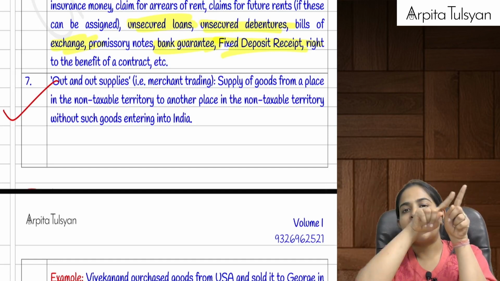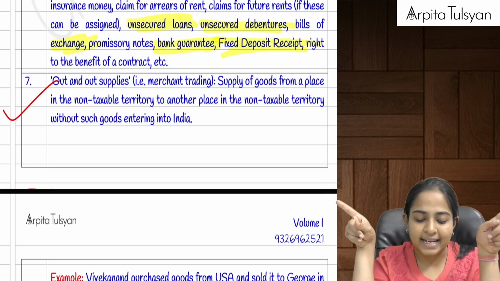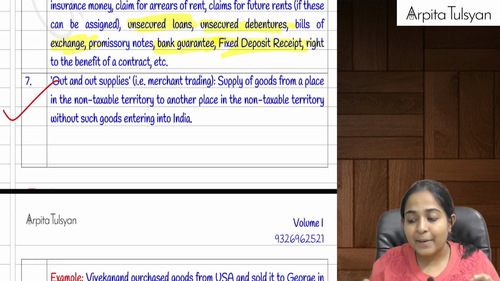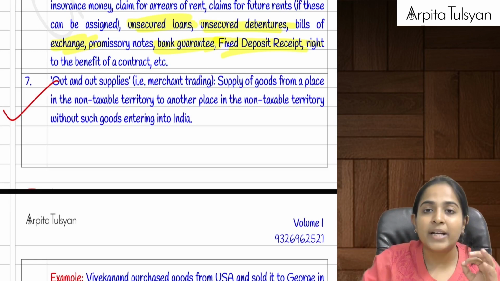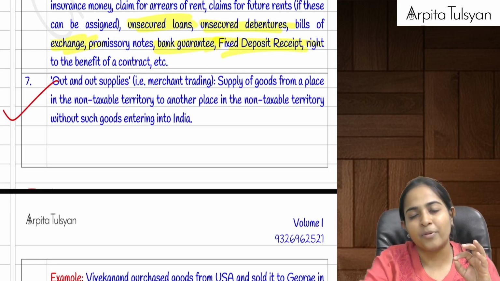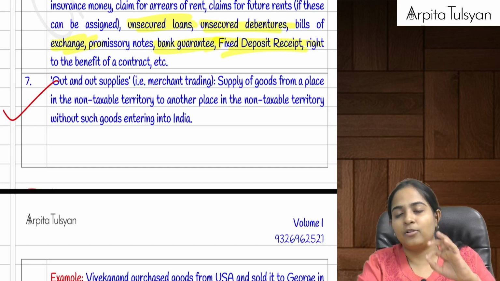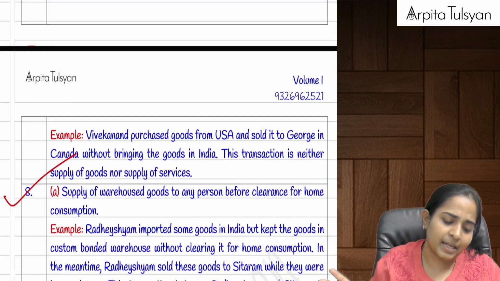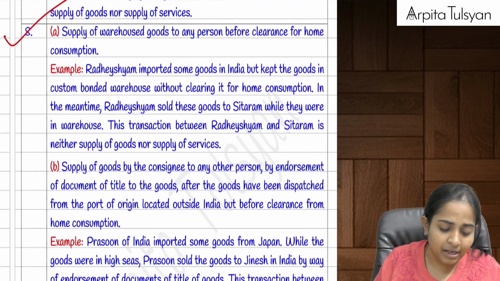Both transactions are happening in non-taxable territory, without the goods entering into India. This type of transaction is called out and out supply, that is merchant trading. This is not considered a supply for the purpose of GST; your government cannot make GST applicable on this.